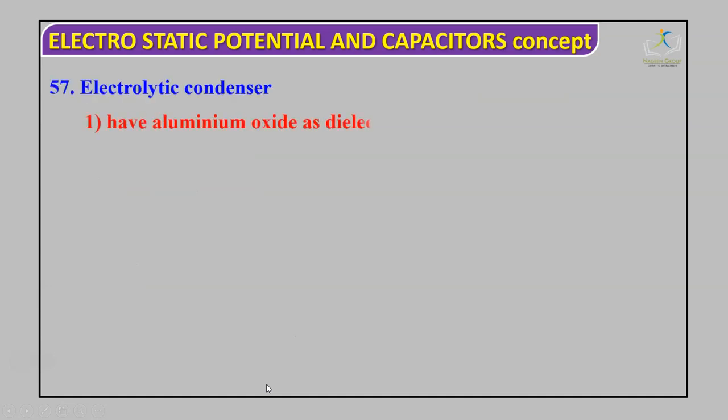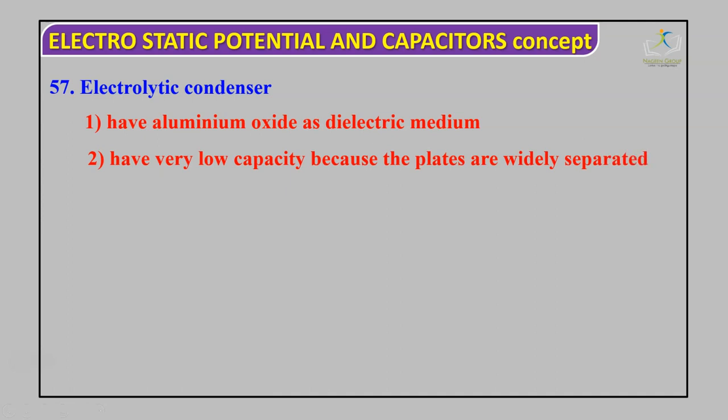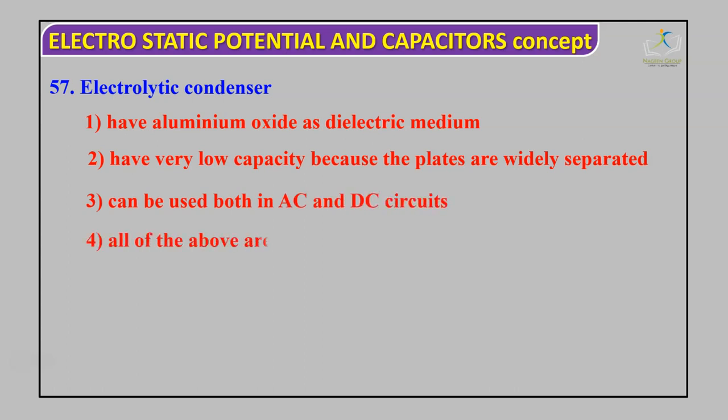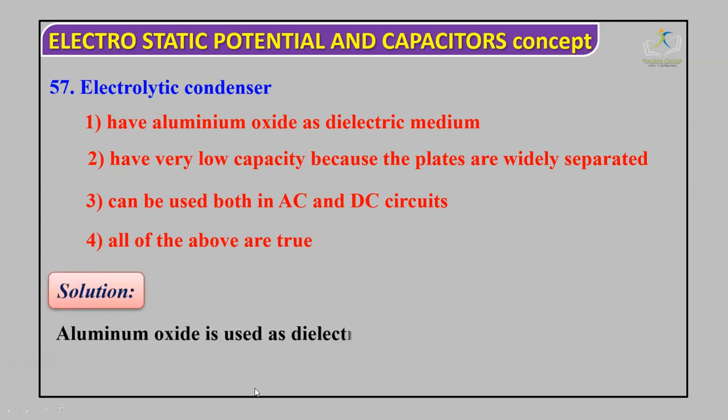Next question we have. Electrolytic condenser has aluminium oxide as dielectric medium, has very low capacity because the plates are widely separated, can be used in both AC and DC circuits, all of the above are true. So, solution: aluminum oxide is used as a dielectric medium. So, the correct option is option 1.